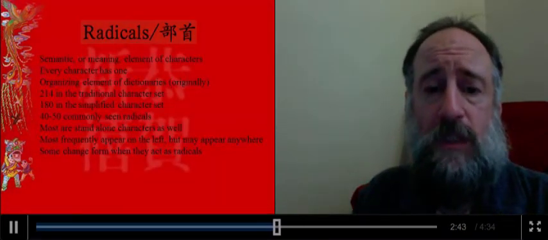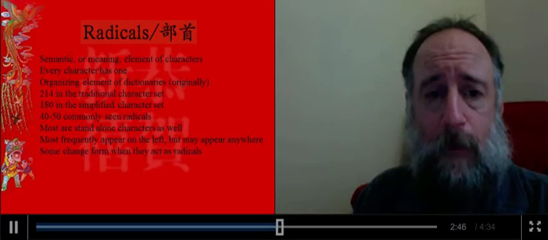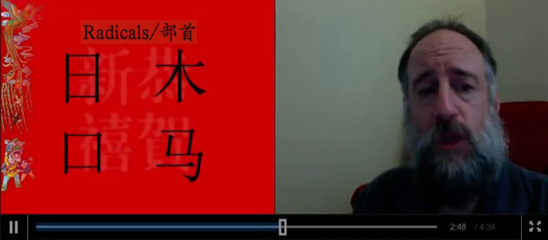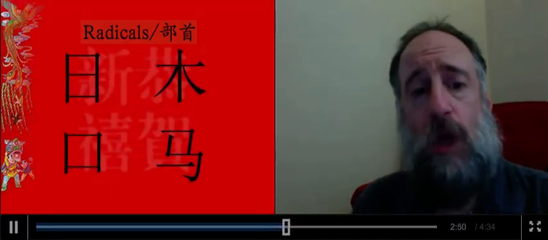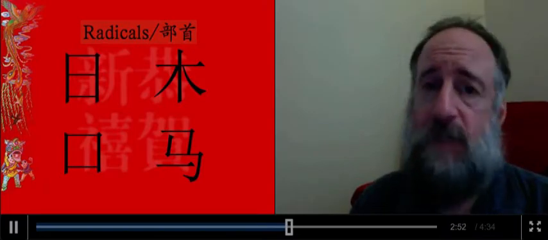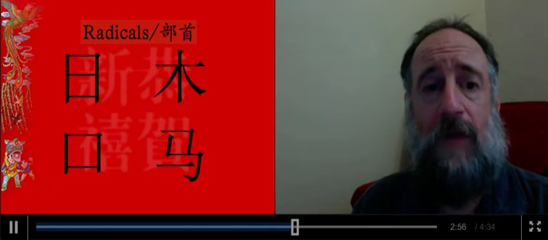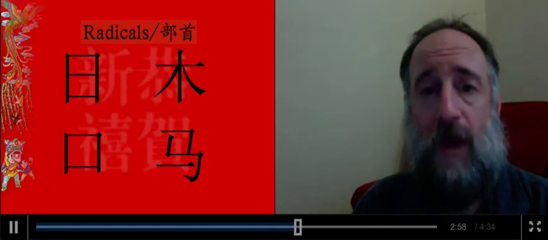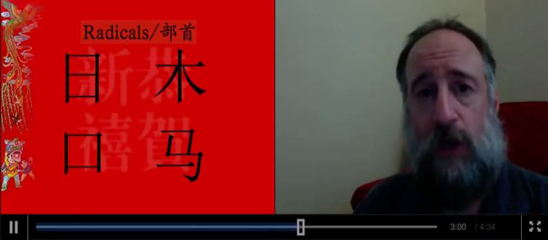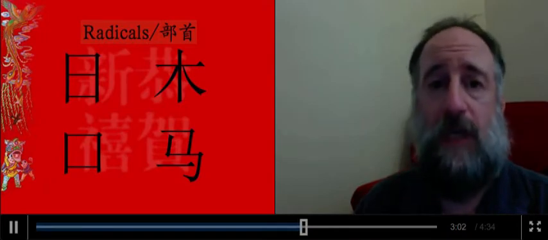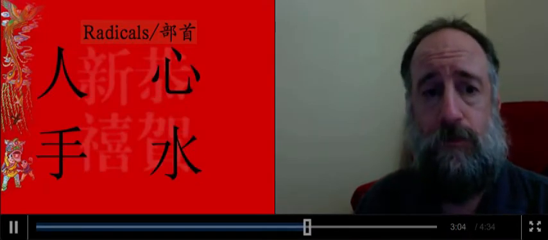So these are the main points. Let's take a look at some examples now. Here are 4 characters we all know: 日, 木, 口, and 马. Each of these is a character by itself. Each is also a radical, and this is how they look when they are radicals and characters. They're a little smaller to make room for the other components in the character, but this is how they look.